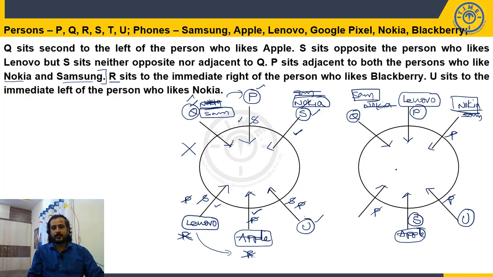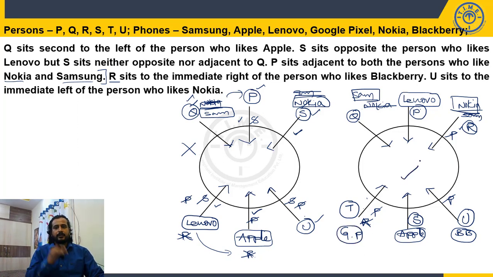Now this is the only possibility. Now where can I take the R? R may be taken here or R may be taken here. If I take the R, R is immediate right of Samsung, but R should be immediate right of BlackBerry. So R is not possible here. So the only possibility is R here, and R is immediate right of BlackBerry. So U likes BlackBerry. So 5 persons and 5 mobiles are fixed, and we are done with the entire information. Who is the remaining person? T. And what is the remaining mobile? Google Pixel. So this is my final arrangement.